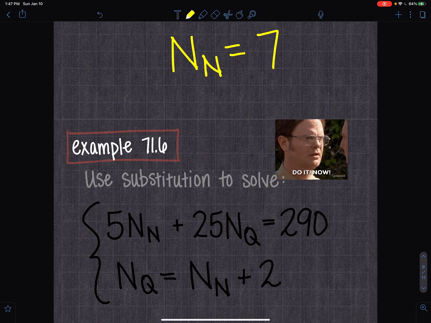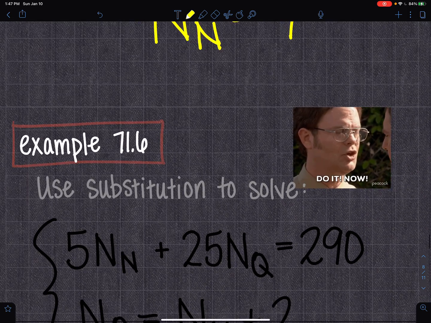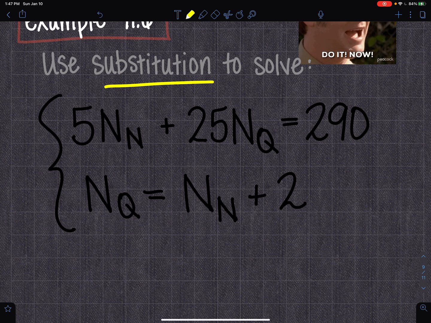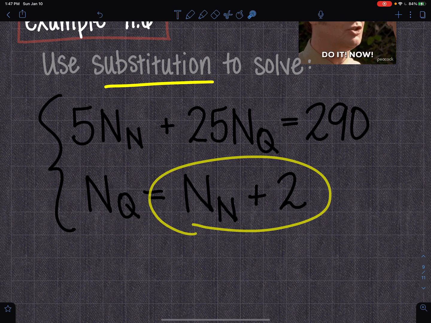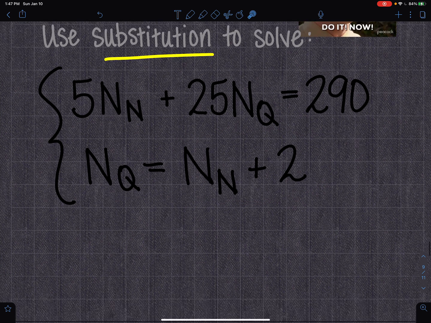Okay, let's do example 71.6 now. This is the last example and then we're going to be done with this lesson. They want us to use substitution this time to solve. And substitution is a good one to choose because this equation is already solved for nq. So I can just plug this into here for nq and start solving, right?